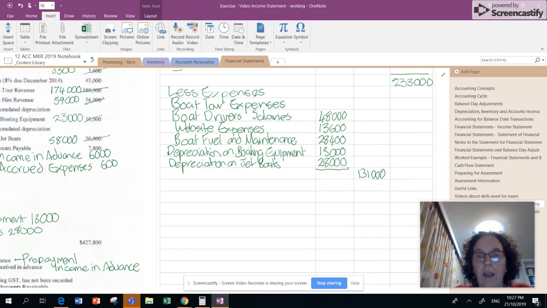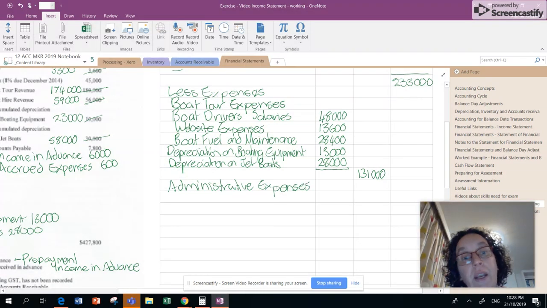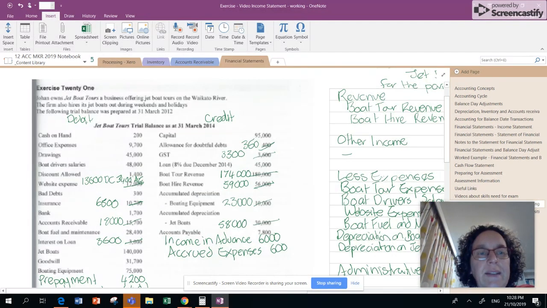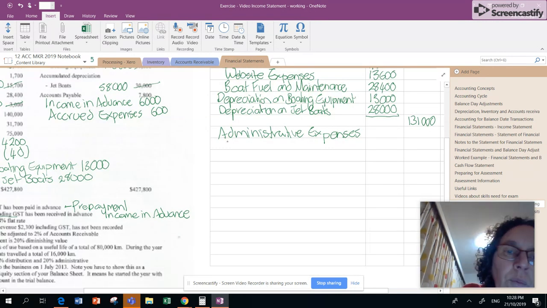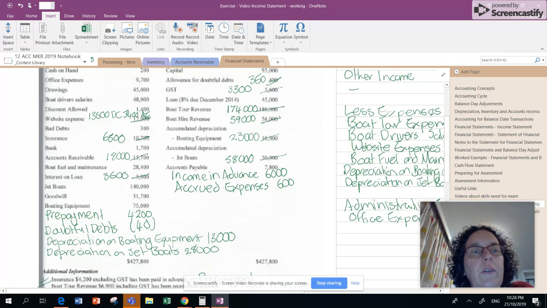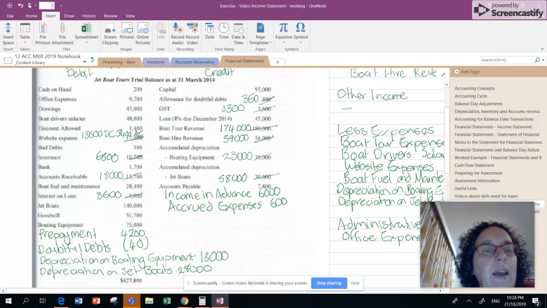Right, so our next type of expenses are administrative expenses. So these are all those other kinds of expenses, usually those related to running the office. So, for example, bad debts. In our case, we've got office expenses of $9,700. We might have salaries or wages for our office workers. We've got discount allowed at $1,400.